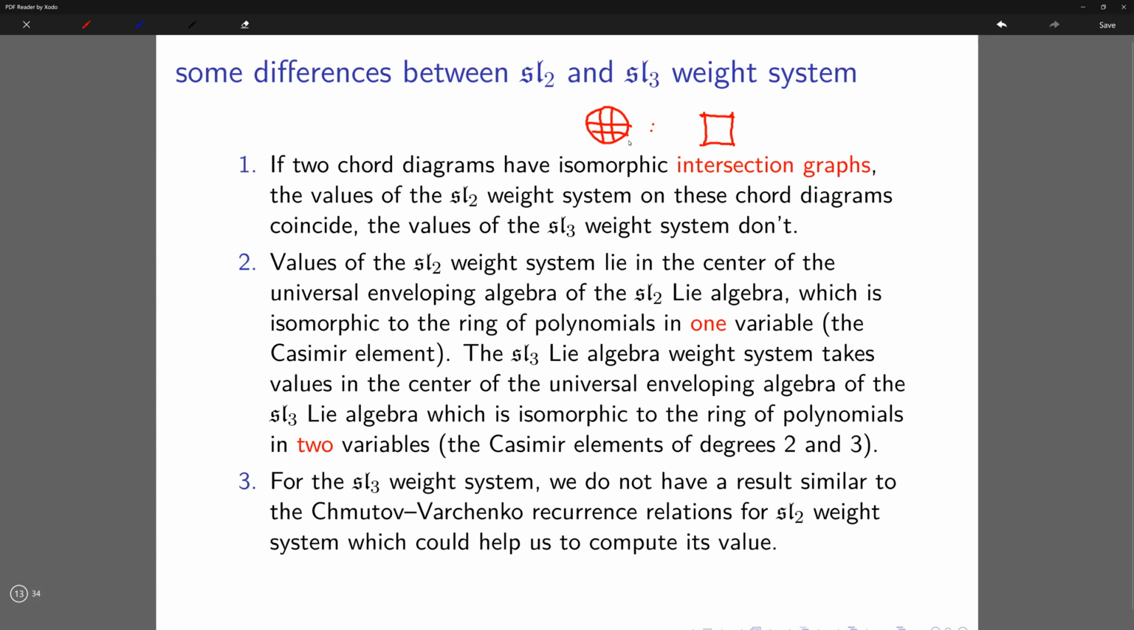So it's a square, and this thing is not so. I mean, if you want to study the SL2 weight system, you can only focus on the graph. So you don't need to care about the chord diagram, and this kind of thing is not happening for the SL3 weight system. So for the SL3 weight system, you have to focus on the chord diagram.